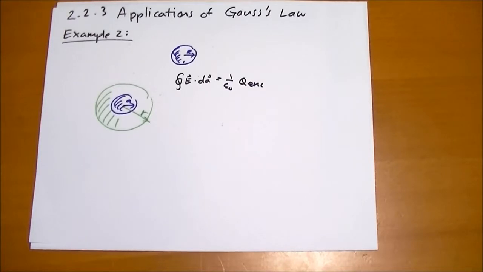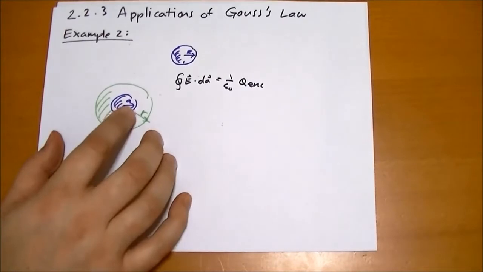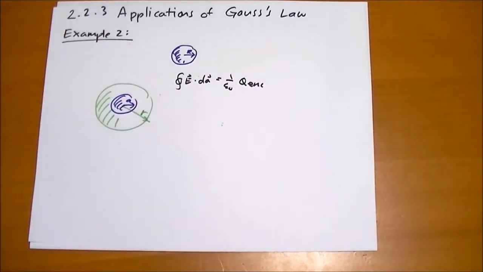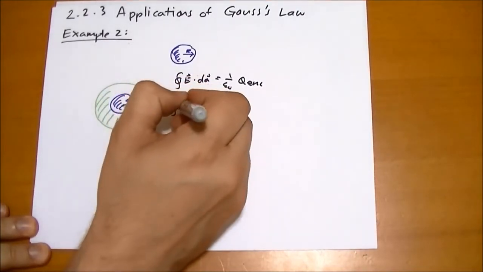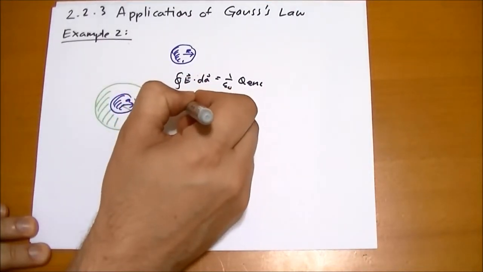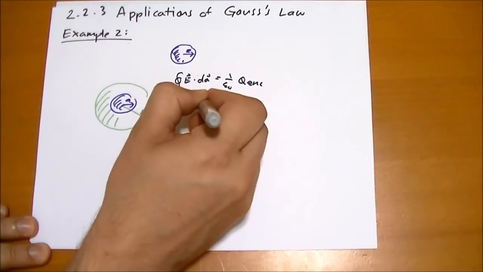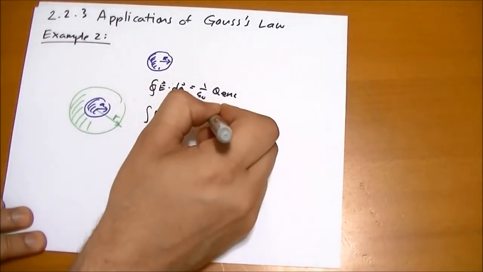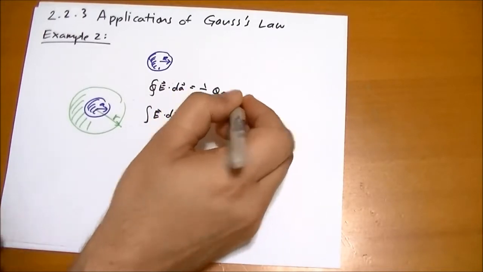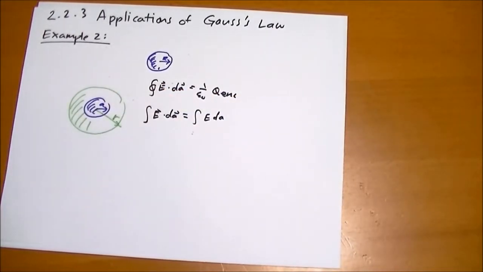And thanks to symmetry, thanks to the fact that we know that the electric field has to be pointing in the same direction at every point along that sphere, just because there's really no way to orient it, we can say that this surface integral of E vector dot dA vector is the same as the integral of the magnitude of E times the magnitude of that area. So we can just drop the vector notation right away.